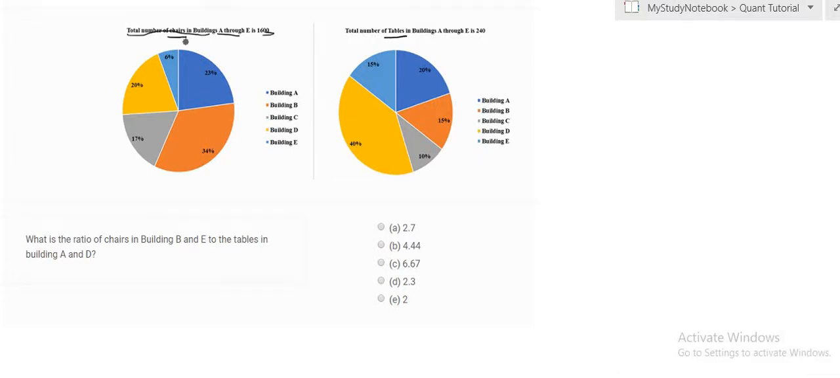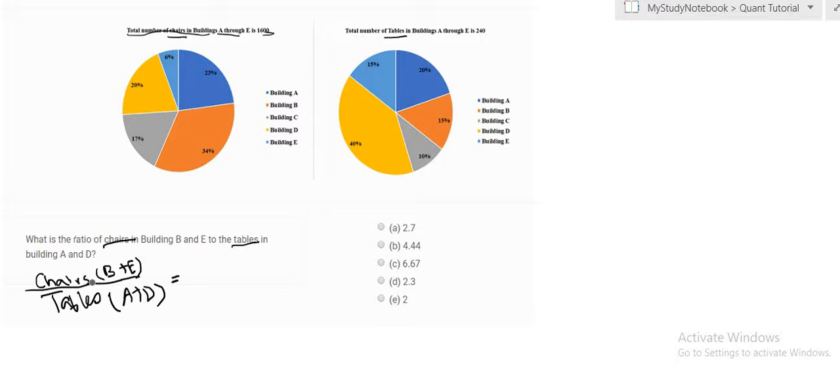So since we have taken a brief look at the image, now let's look at the question. What is the ratio of chairs in building B and E to the tables in building A to D? So what it means is that it's the ratio of chairs to tables, and for chairs we're looking at building B and E, and for tables we're looking at building A and D. So this is the question.